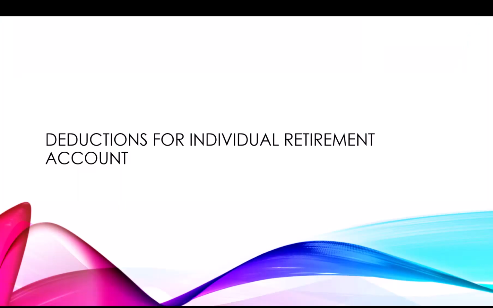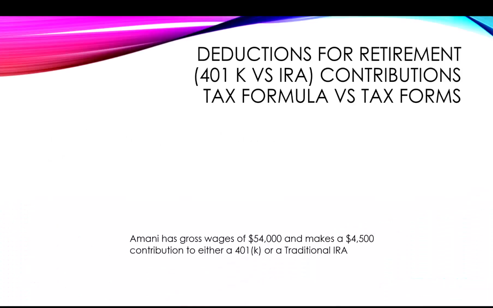The deduction that's indirectly related to business activities that's discussed in your book is the deduction for individual retirement accounts. As we've talked about multiple times in this class, Congress is motivating taxpayers to save for their own retirement. To accomplish this, they provide employees with two options for saving for retirement, using a 401k or a traditional IRA. Both yield a for AGI deduction, but whether they appear on our tax returns is very different. Let's assume that Imani has gross wages of $54,000 and he wants to make a contribution of $4,500 to either a 401k or a traditional IRA.